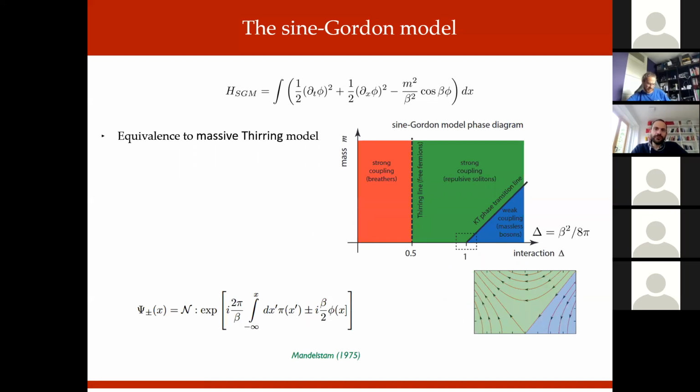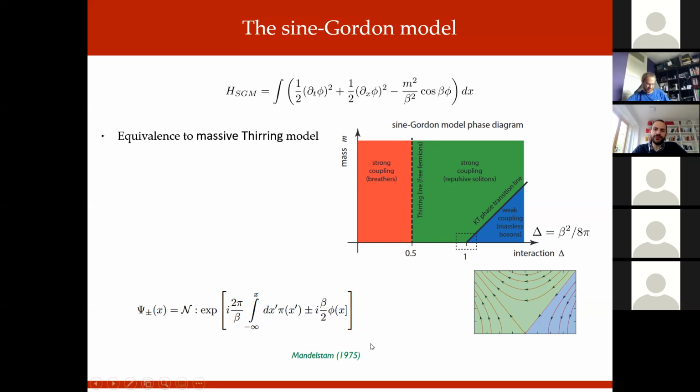Before I move on, let me say that the sine-Gordon model has also some other interesting properties. It has an interesting phase diagram. It exhibits a Kosterlitz-Thouless phase transition. It's this black line here, where this is the interaction, this is the mass parameter m. The interaction delta is a reparametrization of beta, which is conveniently chosen so that the KT phase transition starts at point 1. At point 0.5, the model becomes equivalent to a free Dirac fermionic field theory.